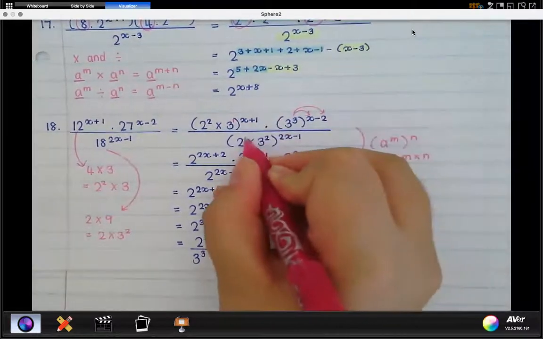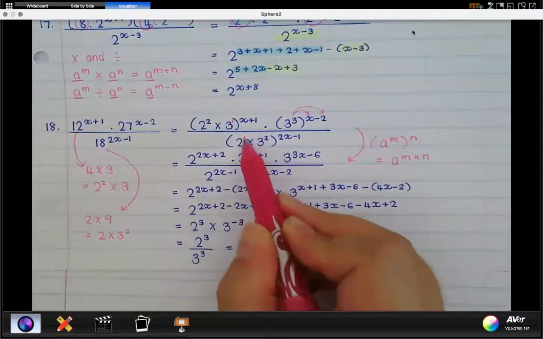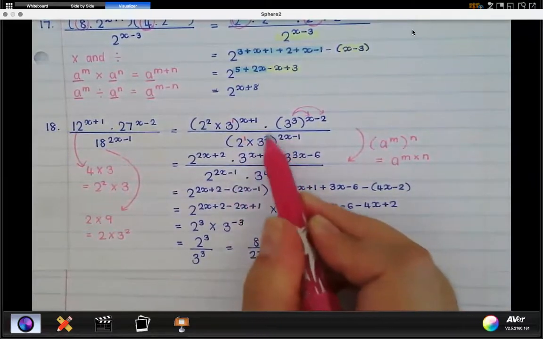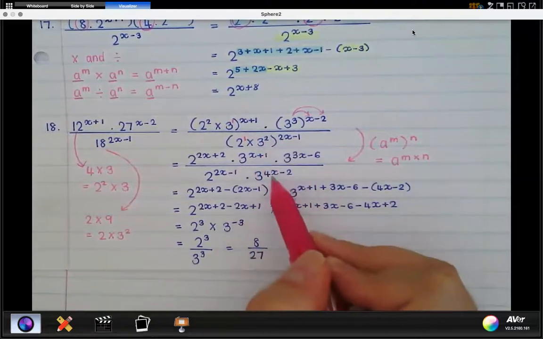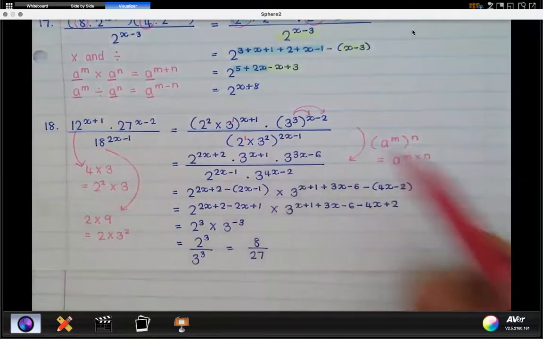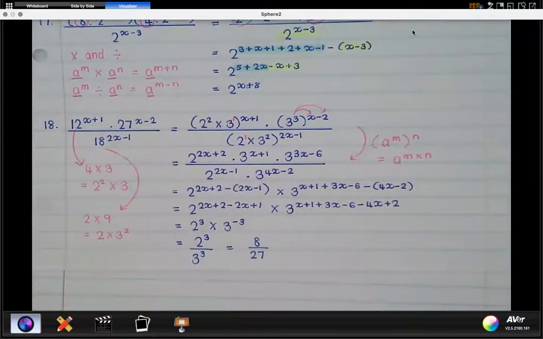Next, this 2 at the bottom has an exponent 1. 1 times 2x is 2x, and 1 times -1 is -1. Then we have an exponent of 2. 2 times 2x is 4x, and 2 times -1 is -2. Now we see we have the same bases in some of these cases. We now actually have bases of 2s and 3s.